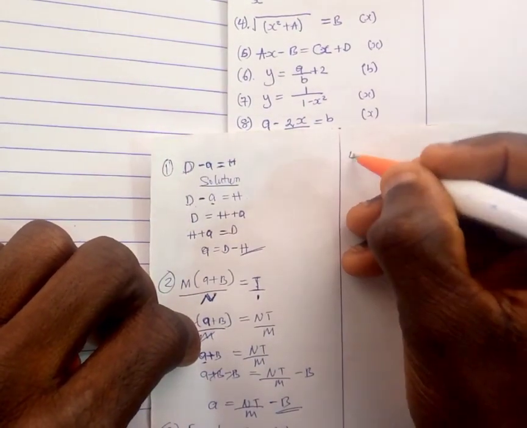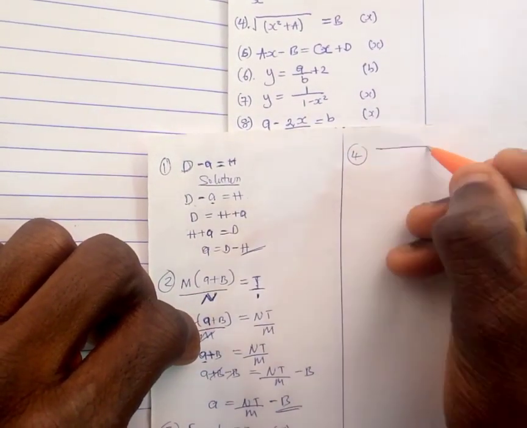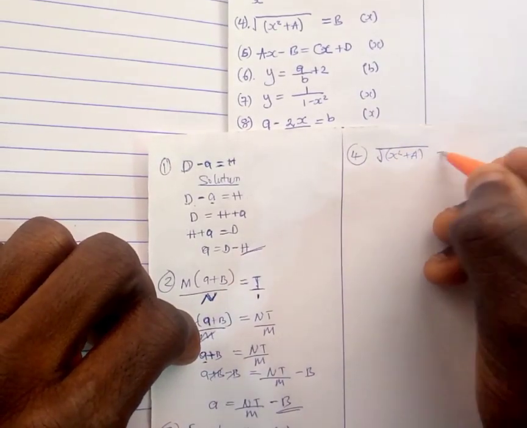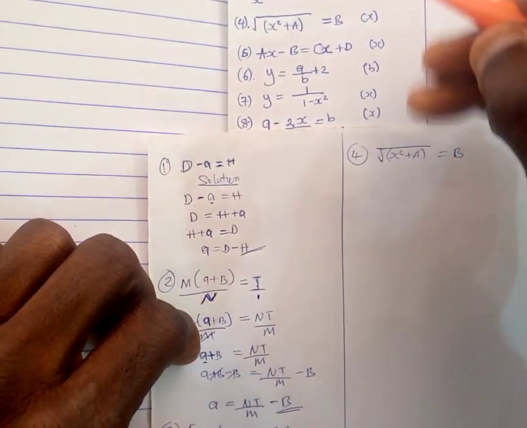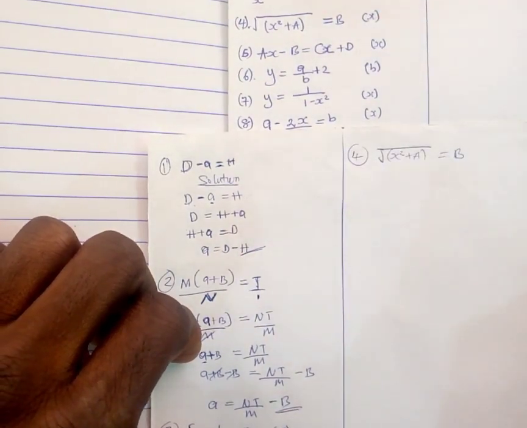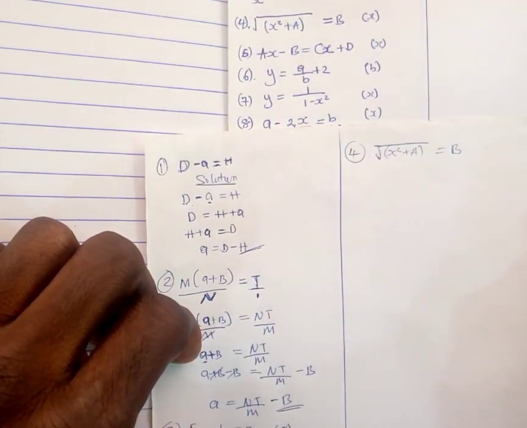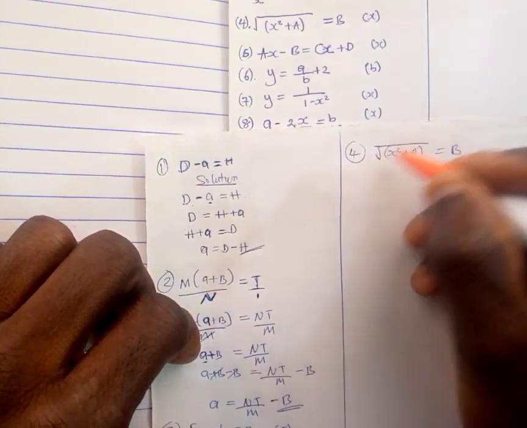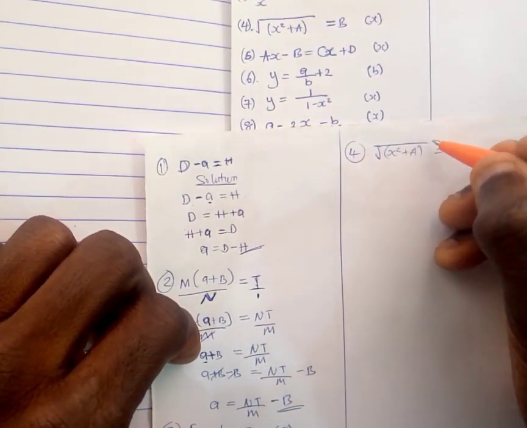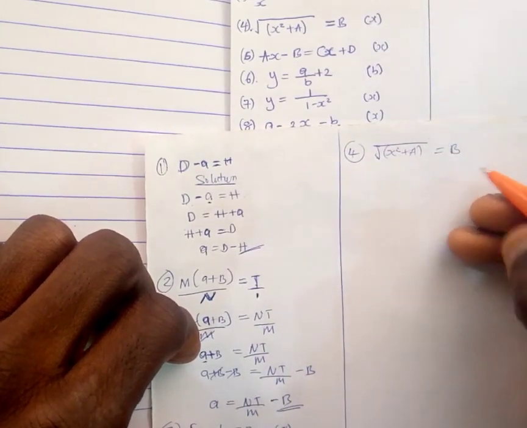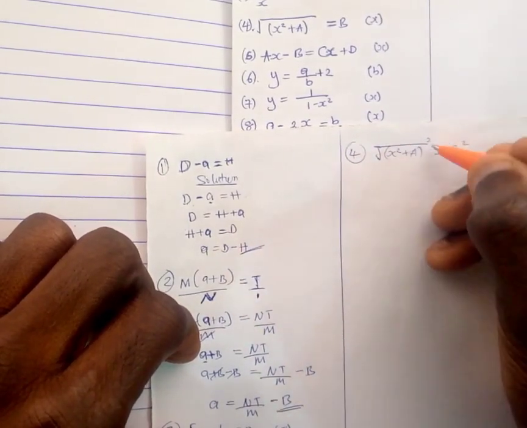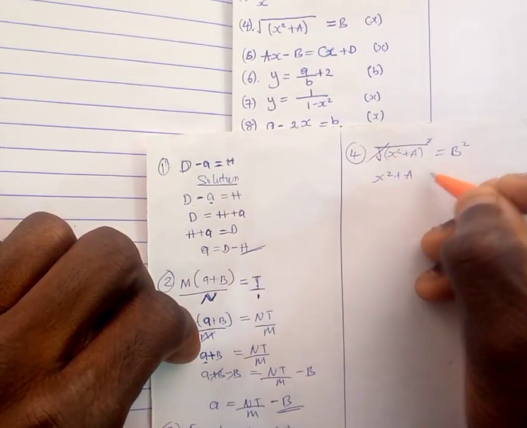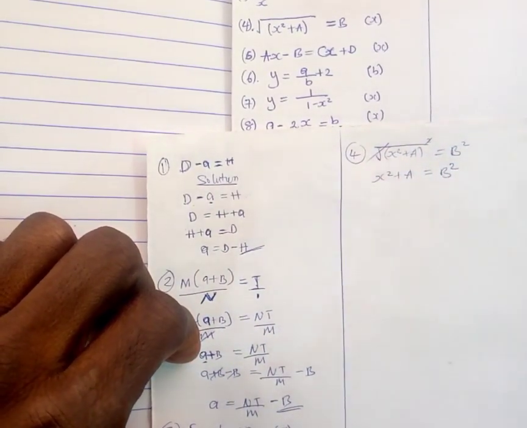Number 4, we are having square root of x squared plus a, all in brackets, equal b, and we are asked to make x the subject of formula. How will you do that? The whole term here is having square roots. We need to clear the square root, and how do you do that? You will take the square of both sides. This will cancel this, so we are left with x squared plus a is equal to b squared.